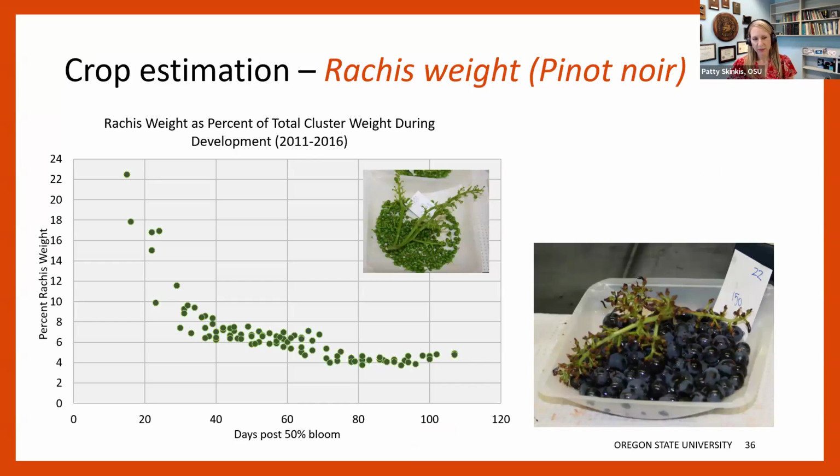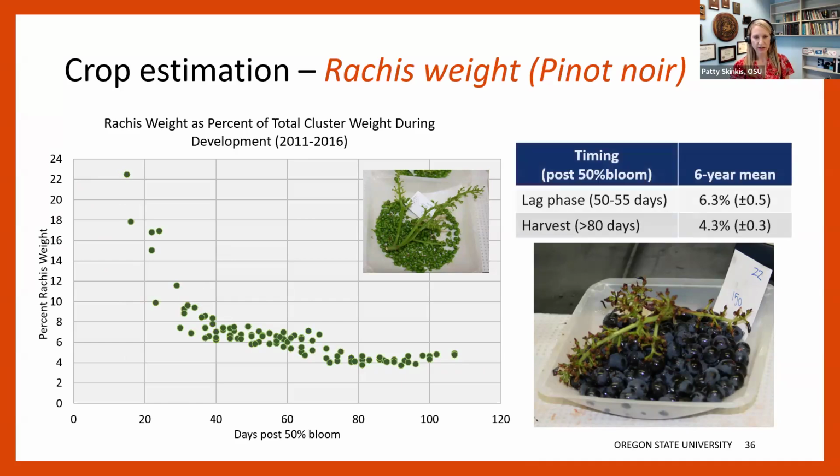The next thing that we came from this data set that I think is worth sharing is the fact that we collected all of this data and we have rachis weights. Now, if you do mechanical harvest and you have rachis weights collected, or if you want to account for the loss of cluster weight due to the rachis, you could build this into your crop estimation equation. And what we found here, so this is the percent rachis weight and the cluster weight and days post 50% bloom. And this is including all data.